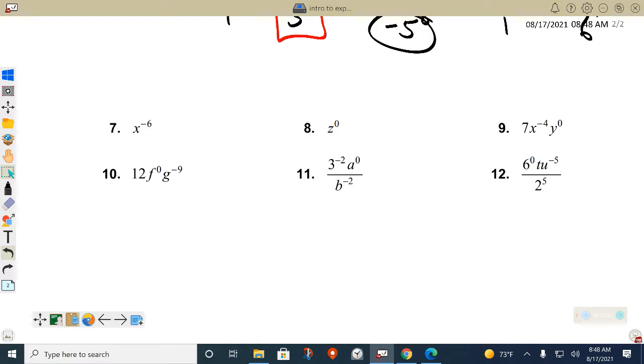All right, going to write number 7, 8, 9. Thank you, Ms. Villalobos. Appreciate that. Thank you. So notice 7, 8, and 9. Going to write those down. Here we go.